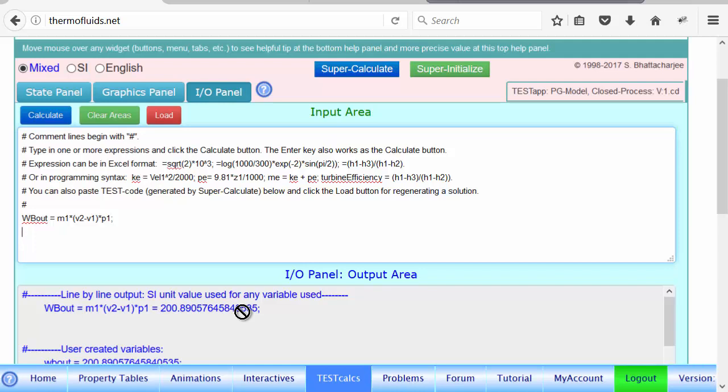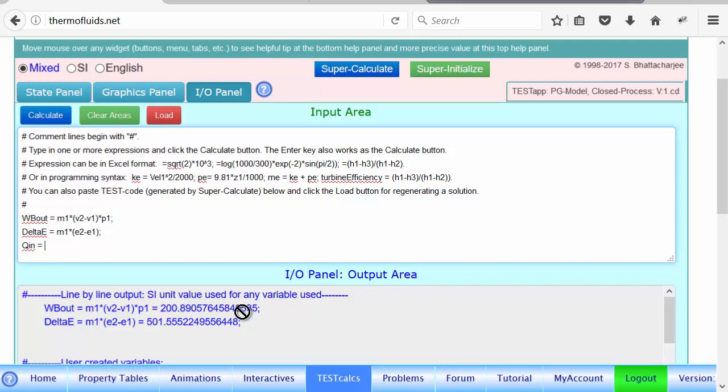How much has been the energy gain? Delta E equals mass times the final energy minus the initial energy of the system. So we see that there is 501 kilojoules of energy gained by the system, and the system has put out 200 kilojoules of work. So how much heat must be going in? Q in must be supplying both of them.